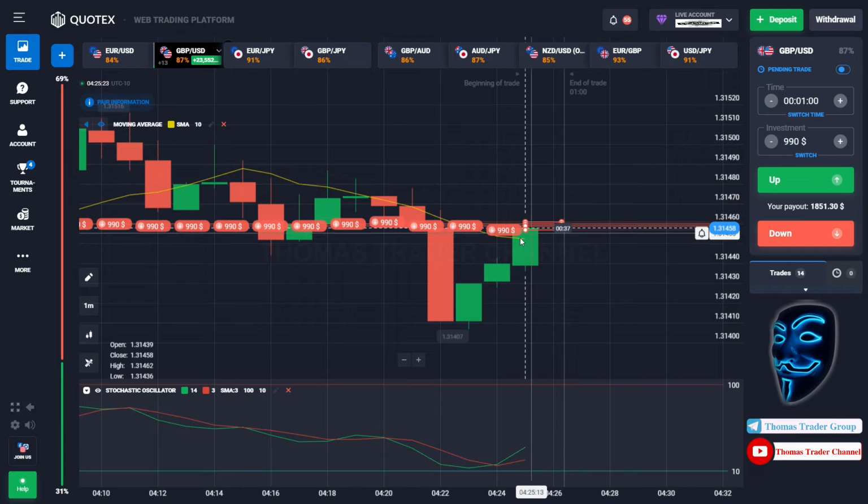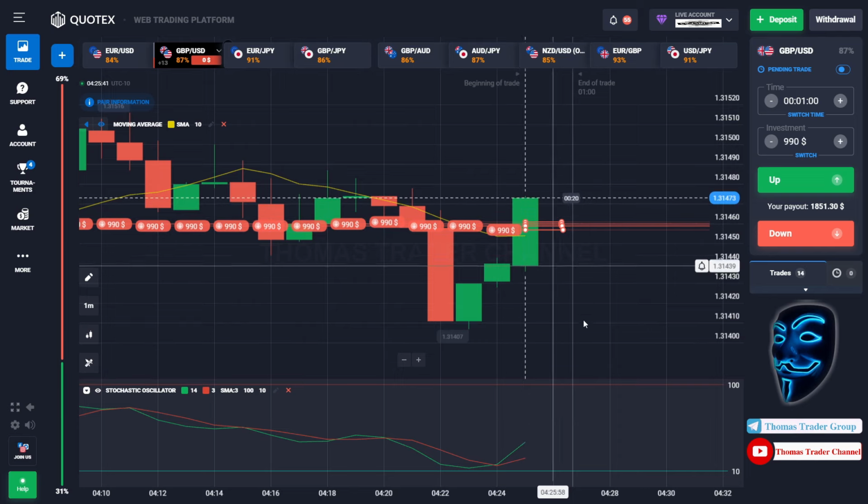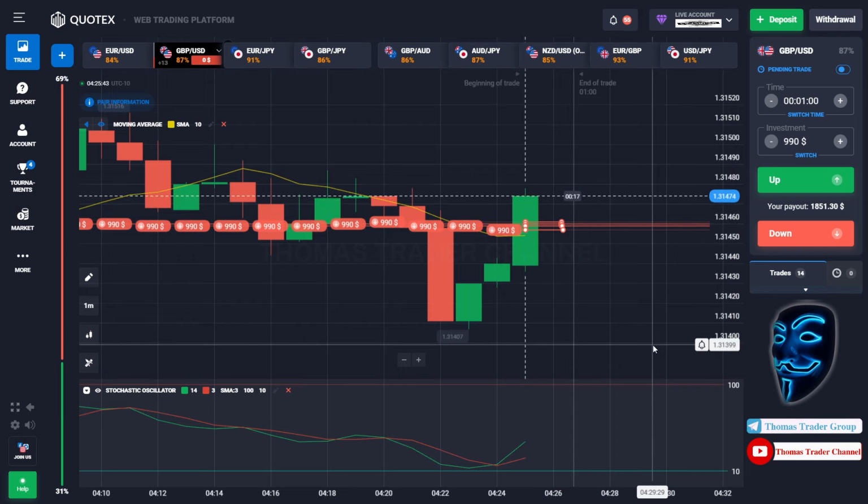As you can see, the market has just made a correction to the moving average line. Like what I said before, after the market makes a correction to the moving average line, the market will make a rebound and it will continue the bearish trend. Let's prove it and let's wait till the end of our trade.